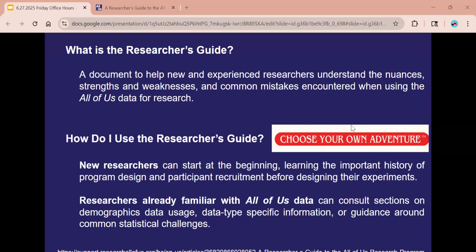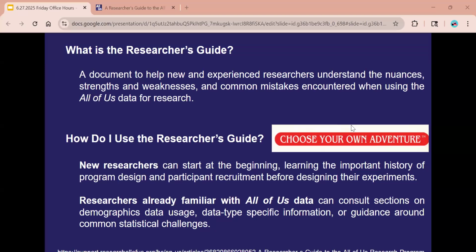So how do you use the researcher's guide? I think of this as a choose your own adventure book, in that there are a bunch of ways to interact with this document. Thank you so much for including that link in the chat.